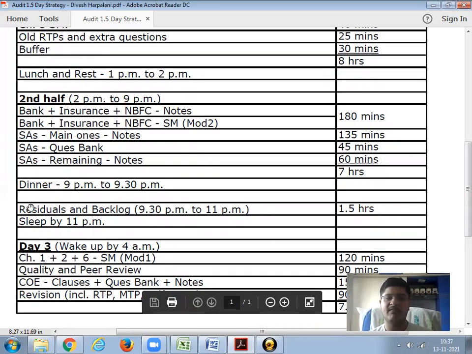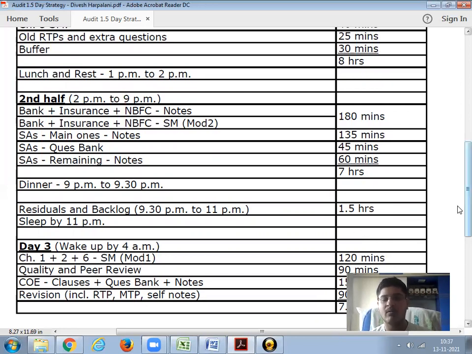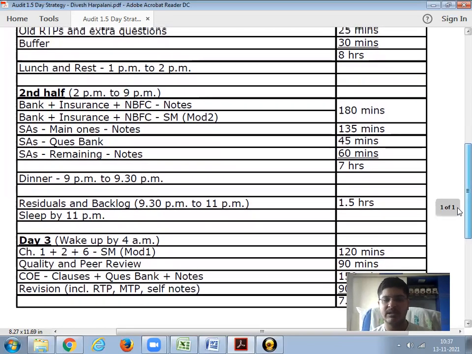Also, when it comes to audit, any plan has to be flexible, and it is practically inhuman. It is very difficult, or rather not possible, to stick to your plan 100% end to end. So which is why I've kept here a buffer of 1.5 hours to cover whatever backlog you would have had in the entire day. And I'm sure there would be some backlog.